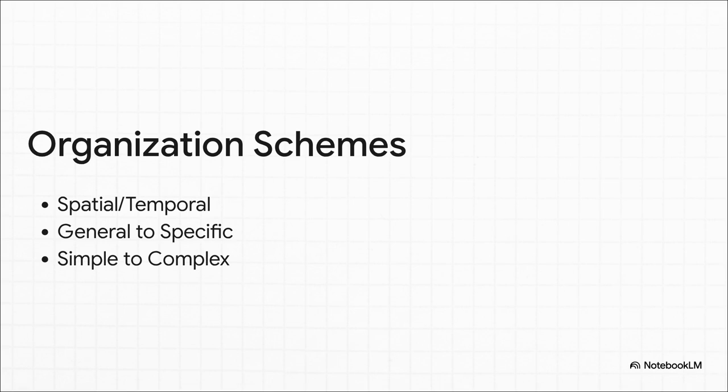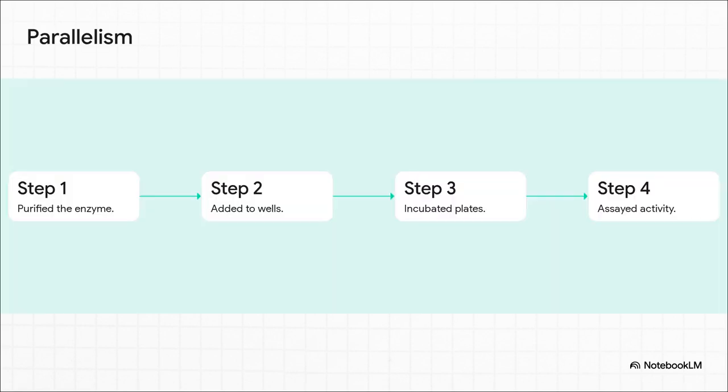Whether you're moving from general to specific in an introduction or simple to complex when explaining a new model, using a recognizable scheme makes the science immediately accessible. Another completely crucial part of coherence is parallel construction. Take a look at this enzyme assay example. Do you notice the pattern here? We purified, we added, we incubated, we assayed. It uses the exact same sentence structure, the exact same tense, and the exact same voice for every single step.